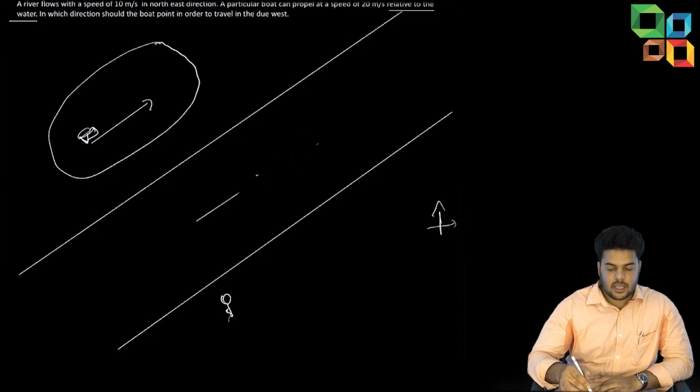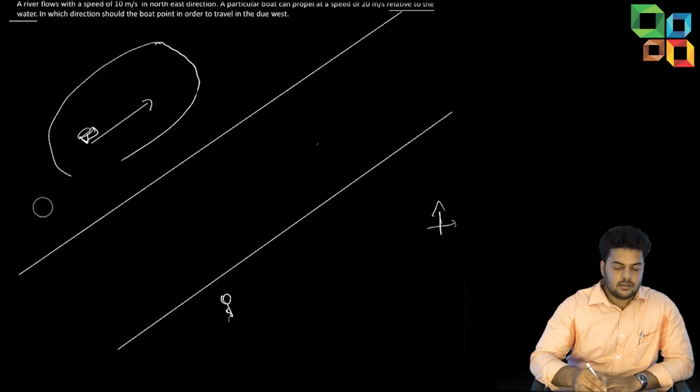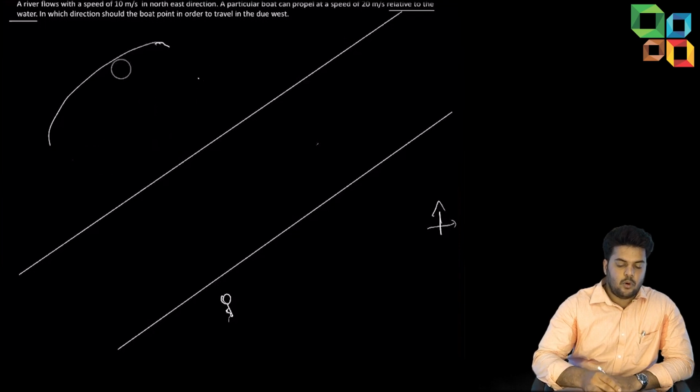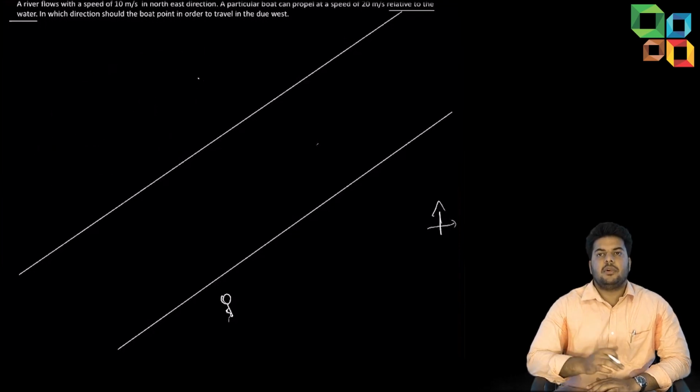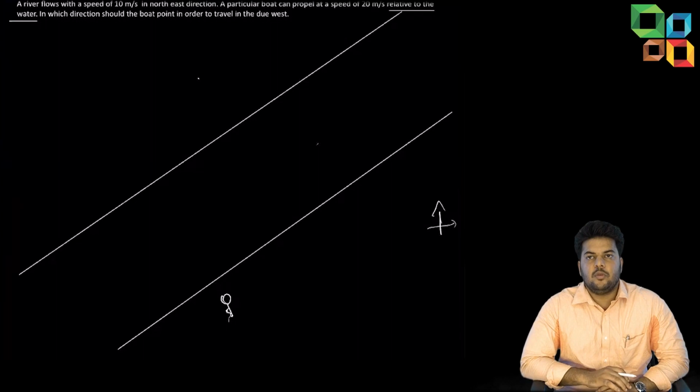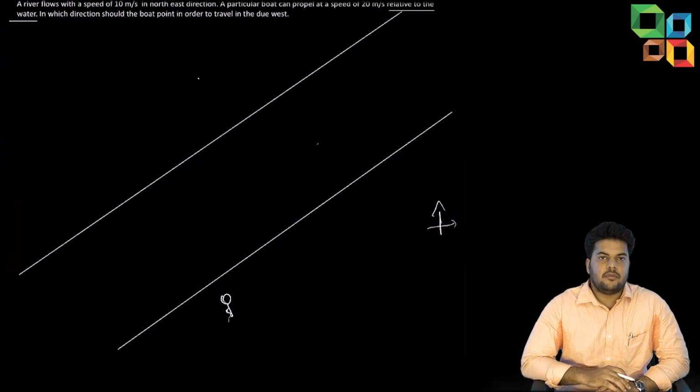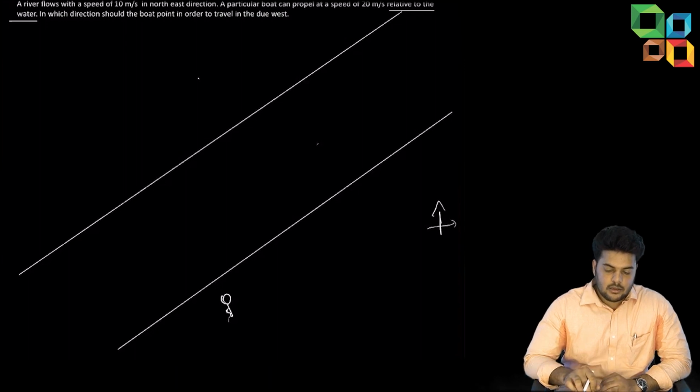But like Anirudh gave 30 meter per second as the answer. If the boat and the river both are in the same direction, then of course the boat would move 30 meters per second. It's supposed to be 10 meters per second. Right? Sorry? The answer. Let's see.